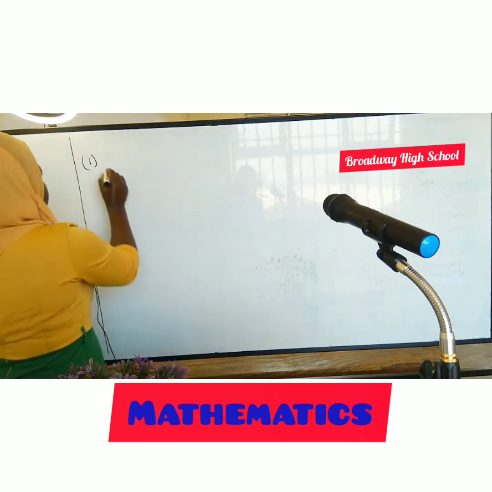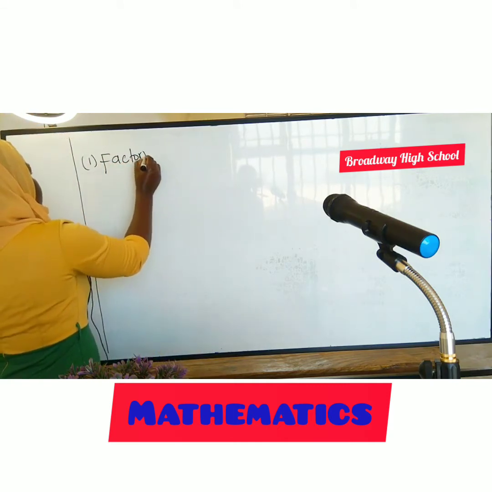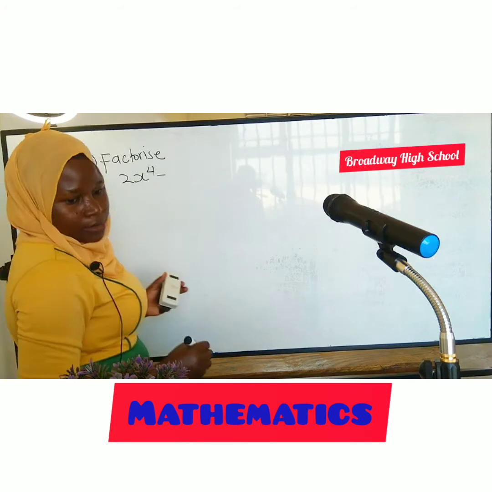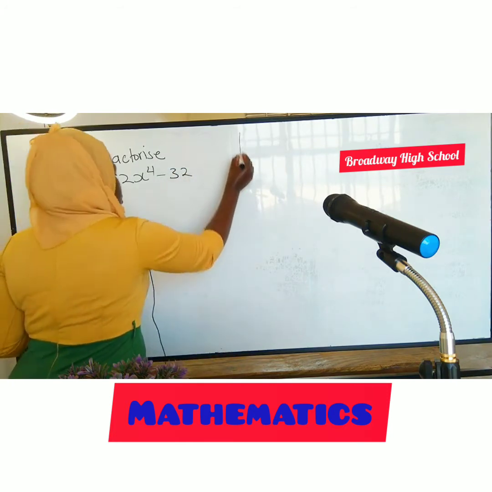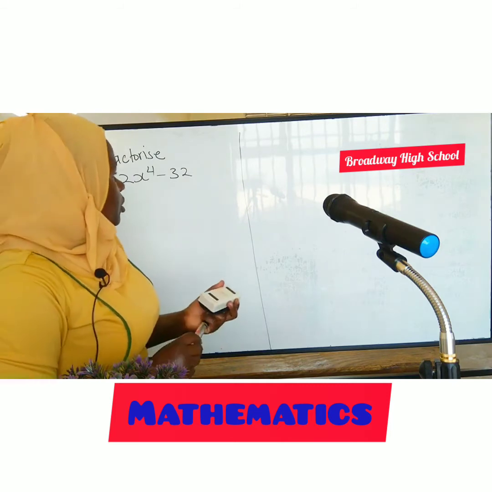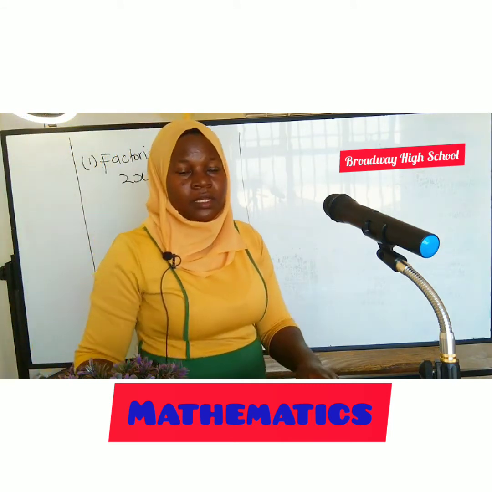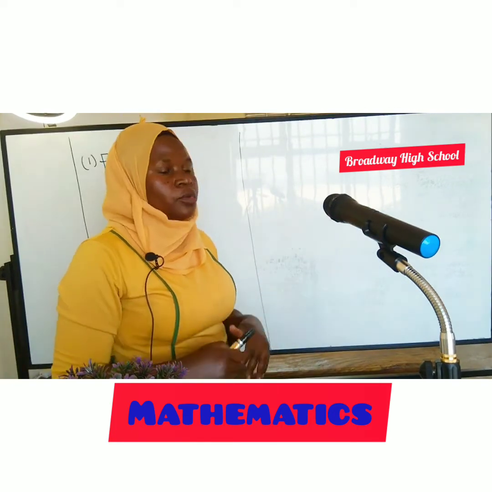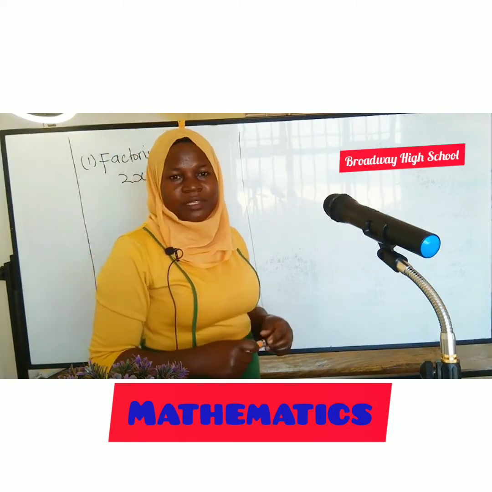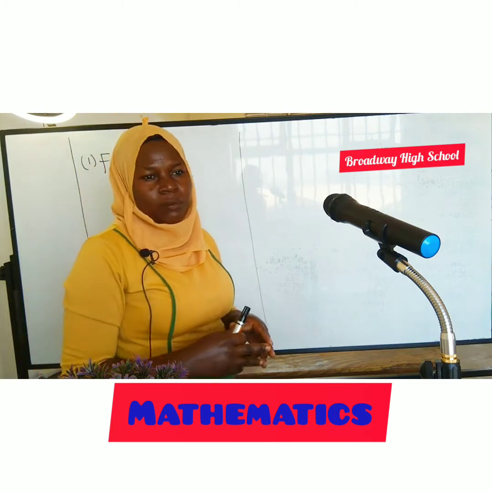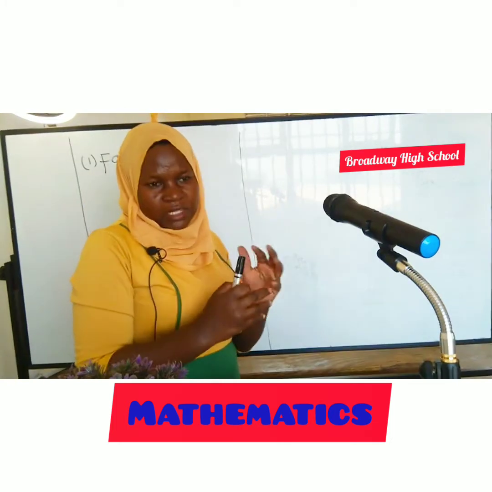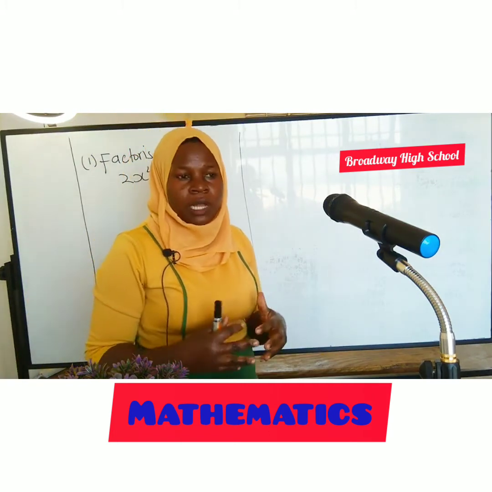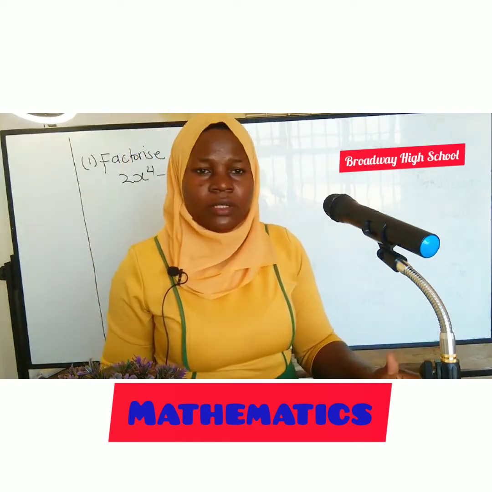Number one was factorizing 2x power 4 minus 32. There are these two words which students normally confuse: factorizing and expansion. Expansion is like making something appear big. You expand it, you open it. But factorizing is the opposite. With factorizing, you package it so that it appears small. So when it comes to factorizing, it's about how we package a given equation or number so that it appears small.